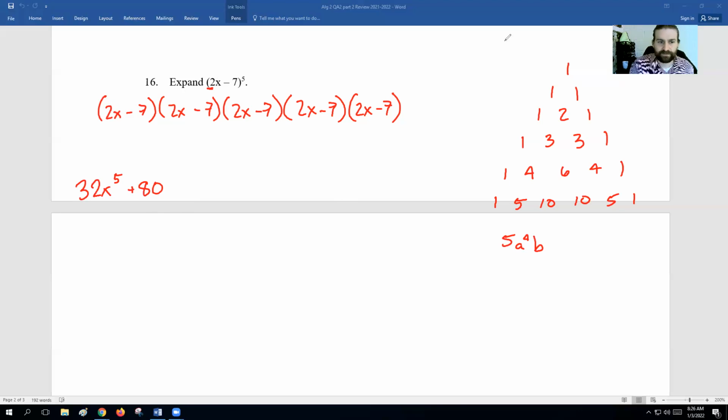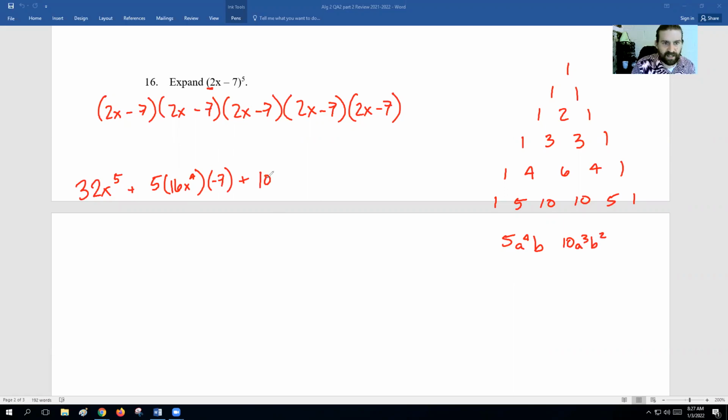Oh, and I forgot. Maybe we should write this out because this one's kind of tough to do in your head. So we got 5 times, this would be 16x to the 4th, and then times b is negative 7. All right, next we would have 10 a cubed b squared.